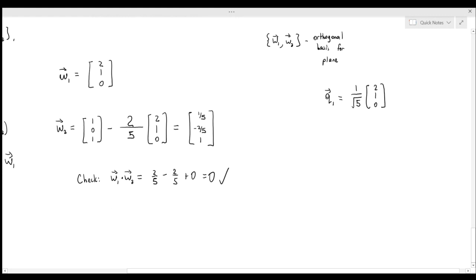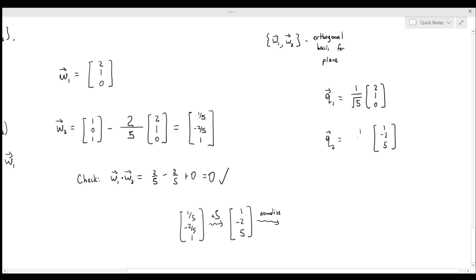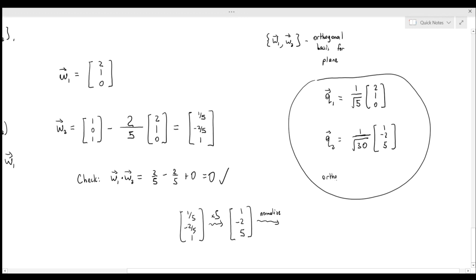All right, and then to normalize W2, I don't like having fractions, so what I might do is scale this vector by 5. And then after scaling by 5, I will normalize it, so divide it by its length to get a unit length vector. So (1, -2, 5). If I compute its length, it's going to be the square root of 30. So 1 plus 4 plus 25. And then I could use these two vectors, q1 and q2, for the orthonormal basis for the plane.